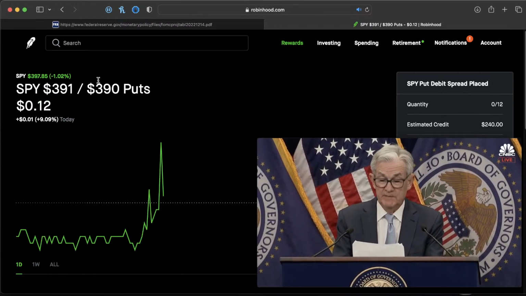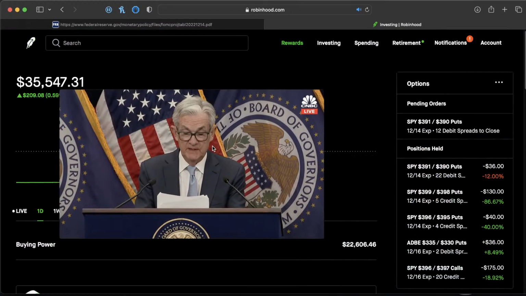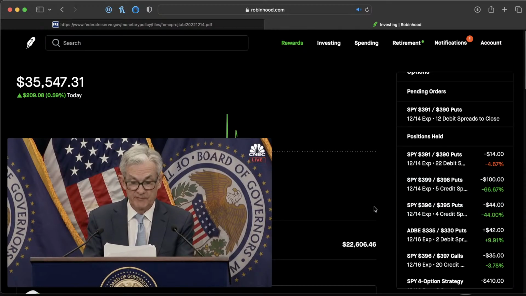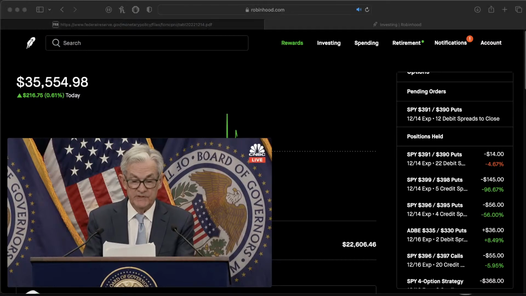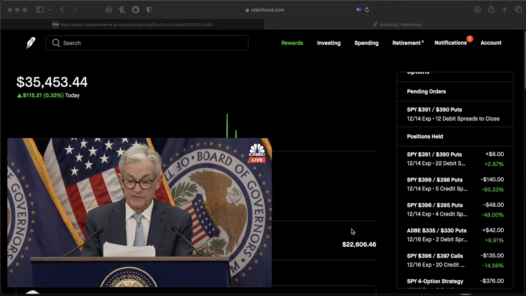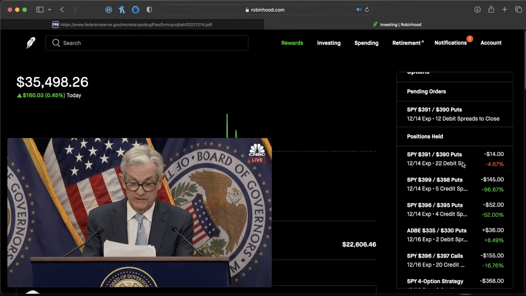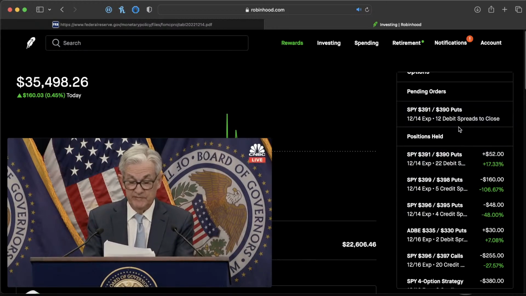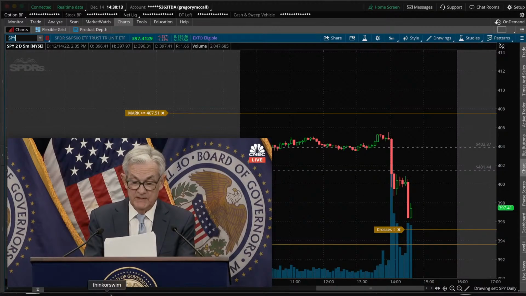At today's meeting, the committee raised the target range for the federal funds rate by a half percentage point, bringing the target range to 4.25% to 4.5%. And we are continuing the process of significantly reducing the size of our balance sheet. With today's action, we have raised interest rates by 4.25 percentage points this year. We continue to anticipate that ongoing increases in the target range for the federal funds rate will be appropriate in order to attain a stance of monetary policy that is sufficiently restrictive to return inflation to 2% over time.